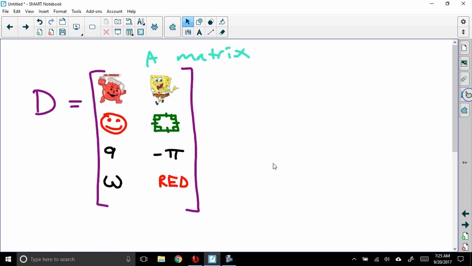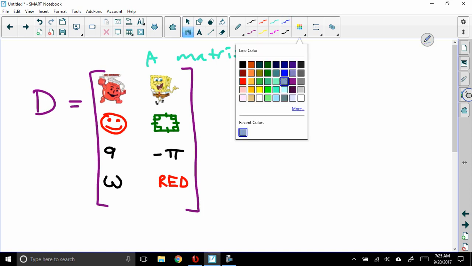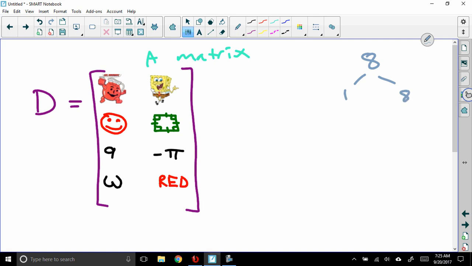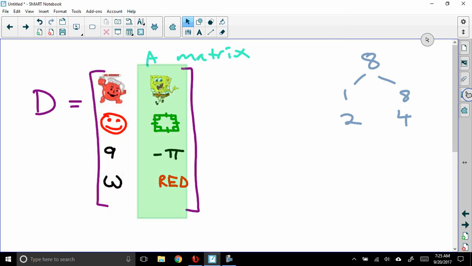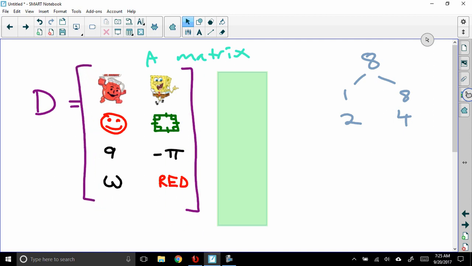Okay, so that's a matrix. We can see that this matrix has 1, 2, 3, 4, 5, 6, 7, 8 elements in it. So if you think about the number 8 for a minute, and this is just totally a sidebar, the number 8 could be factored into 1 and 8 and 2 and 4. And we notice that there's 2 of these things, and then there's 1, 2, 3, 4 of these things.